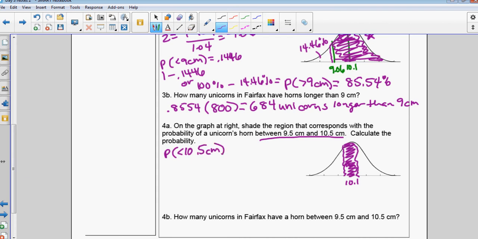So we'll find your z-score. And your z-score is 10.5 minus 10.1 over 1.04. And your z-score is 0.38. Then you want to look at your z-score table and find 0.38, and the probability that you are less than 10.5 centimeters is going to be 0.6480.